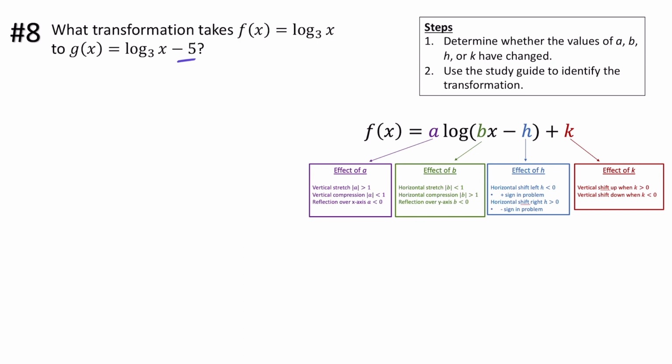Well, notice it is outside the log, right? So if it was inside the log, it would have looked like this. Okay, there would have been a parentheses around it. But since we don't have that, it's outside the log, so it's going to be a value of k.